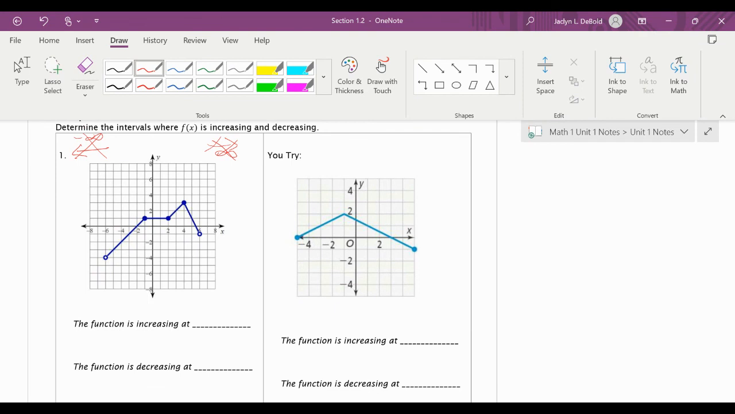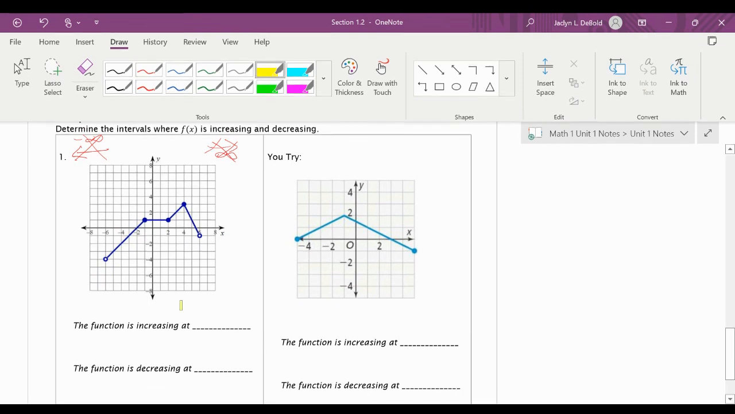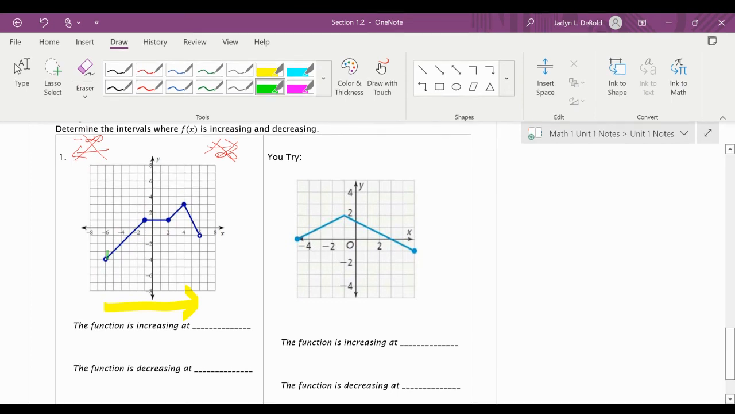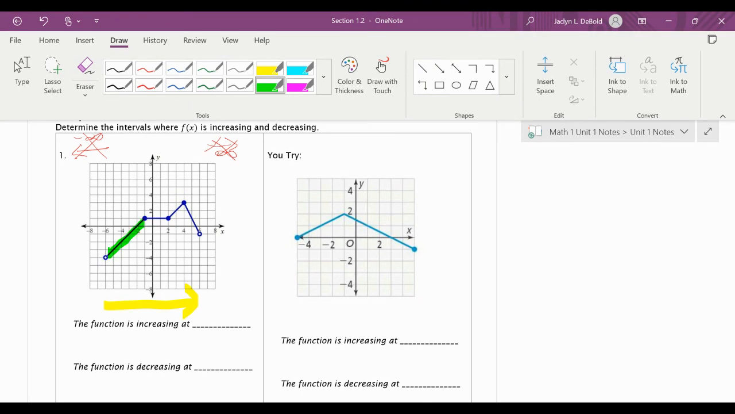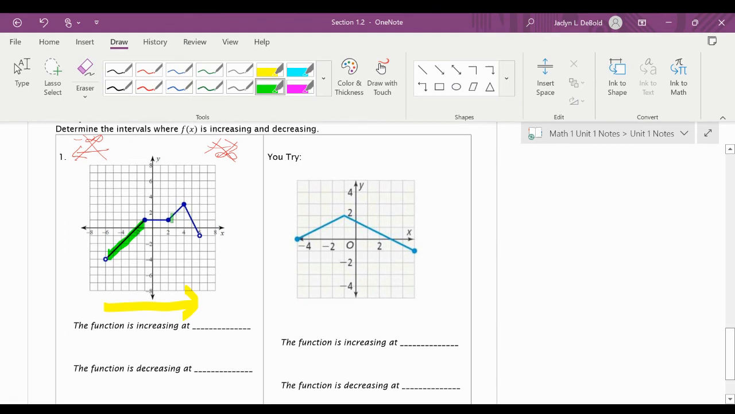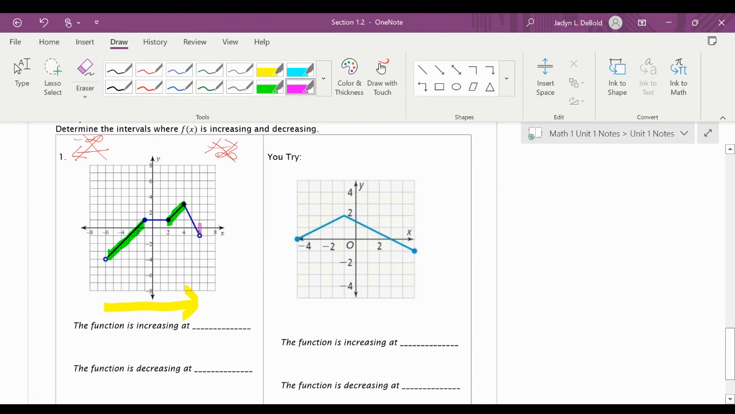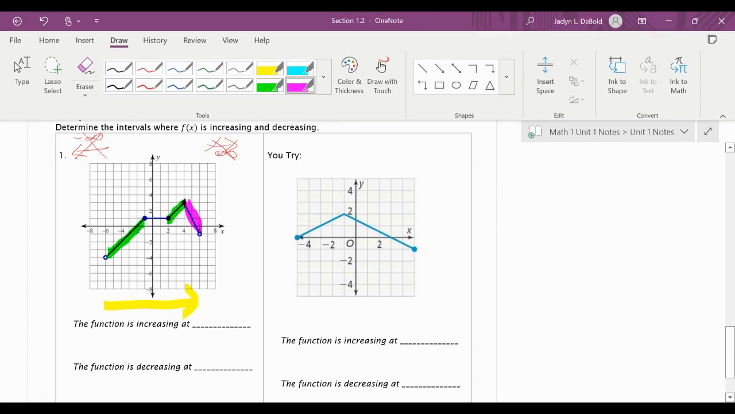So when I go from left to right, just how we read a book, I go from the left, I see I'm increasing. I then have a part where I plateau, it's a constant. I don't have to list that. And then it's increasing again. I then can see when is it decreasing. It's decreasing right there.